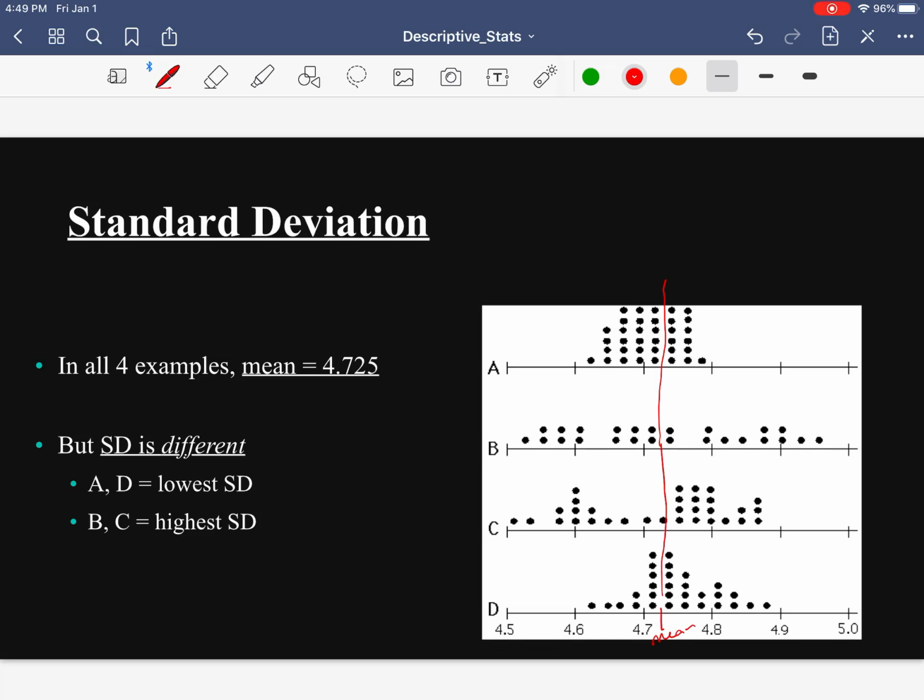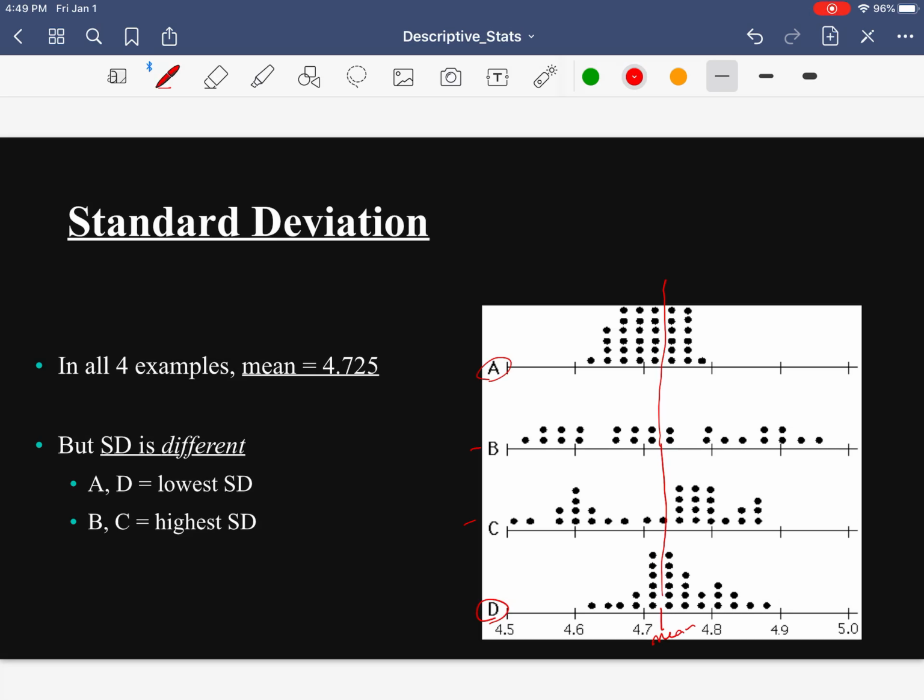If we look at A and D, in these samples, they have a lower standard deviation because more of the dots are clustered around the mean. The lowest standard deviation is A. D has a little bit higher standard deviation. And then B and C are examples where, even though the mean is the same, the other data points are much more spread out. There's much more variability of scores around the mean.